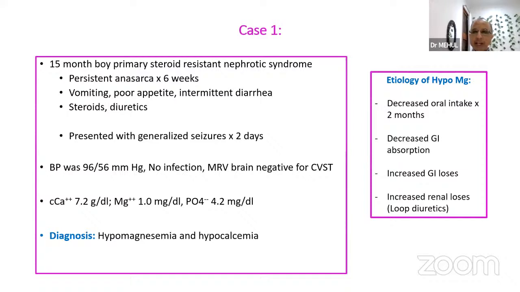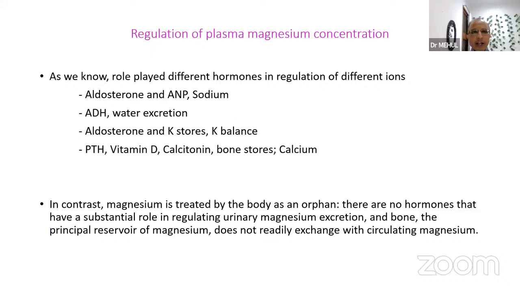And on top of it, he was prescribed diuretics, which we know is going to increase the magnesium loss in the urine. And I think that's what tipped the balance of his plasma magnesium concentration, and he developed significant hypomagnesemia with seizures.